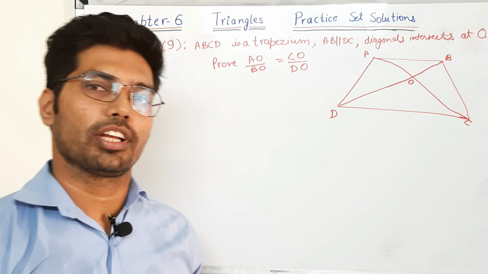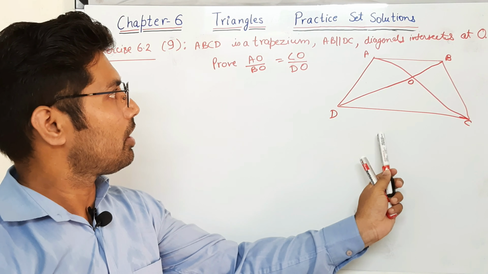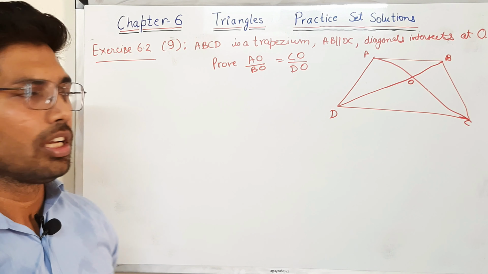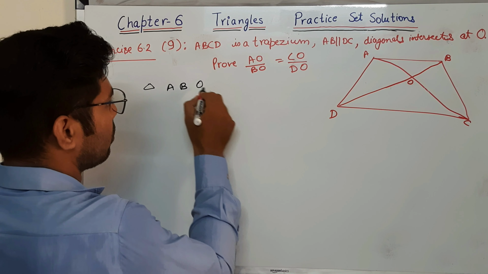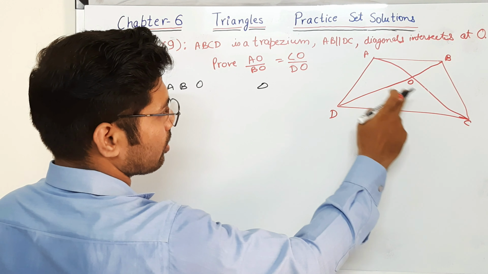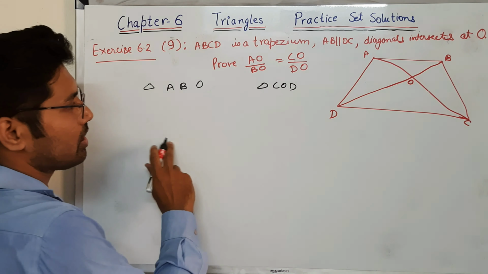Okay guys, now come to our next question. In this we are given a trapezium where AB is parallel to DC, and the diagonals intersect at O. We need to prove AO upon BO is equal to CO upon DO. For this, let's take this triangle ABO and this triangle COD.